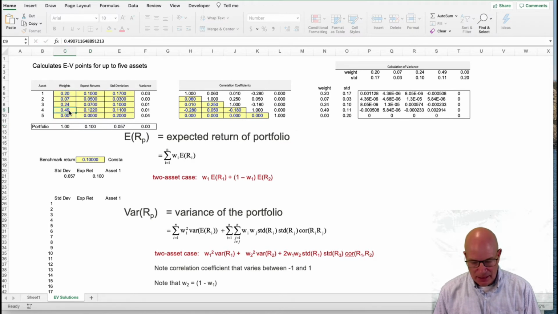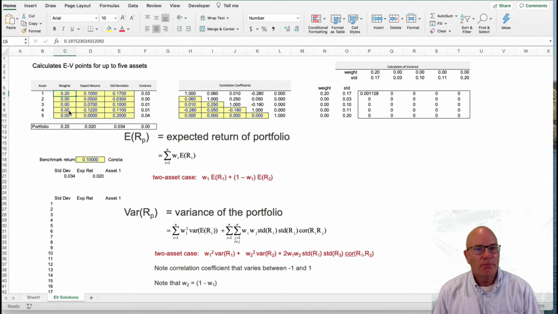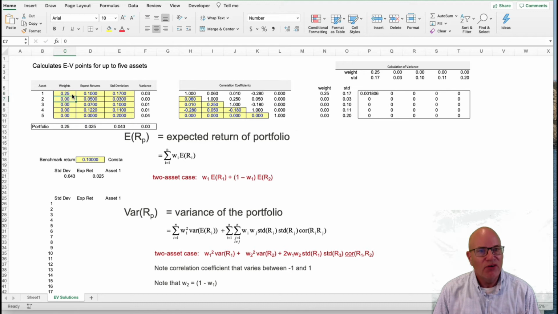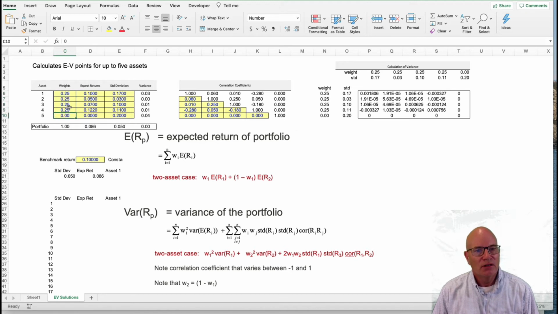Now, if I put all these to 0 and put our weight all on the first one, the expected return of our portfolio will be the same as the expected return of the asset, obviously. All right, I'm going to put these back here, 0.25, 0.25, 0.25, 0.25. Here's our portfolio weight of 1. They all have to equal 1.